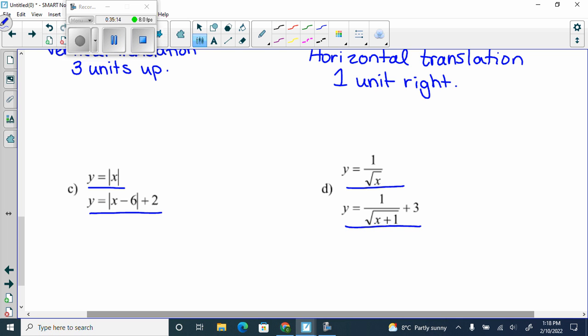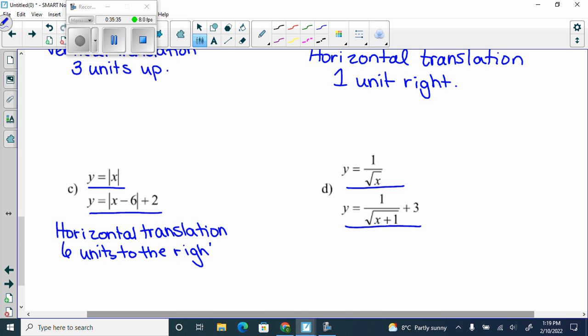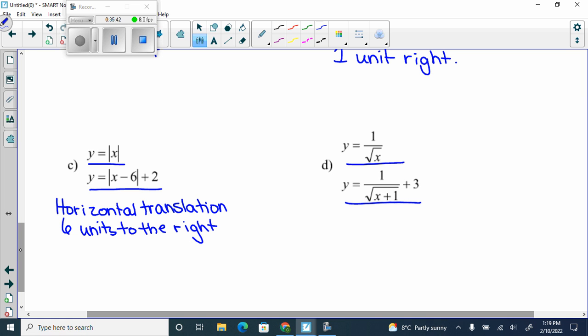This one has moved nowhere. This one is a horizontal translation. 6 units to the... No. It's overthinking. It's just the same rule. If it's minus, it goes to the right. If it's plus, it goes to the... No. Doesn't matter if it's an absolute. Didn't matter if there was smiley faces around this baby. Okay, then vertical translation. 2 units. Where? Up.